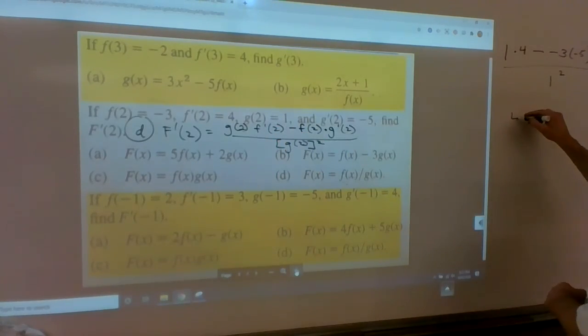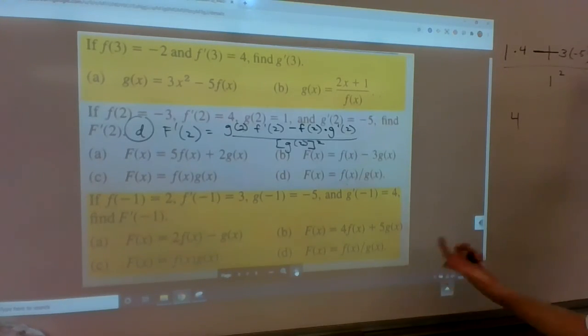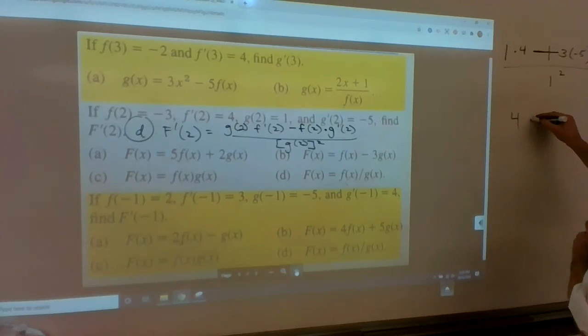Okay, so we get 4. This minus a negative becomes a plus, but that's going to be negative 15. So it's plus negative 15 over 1. So it should be negative 11.